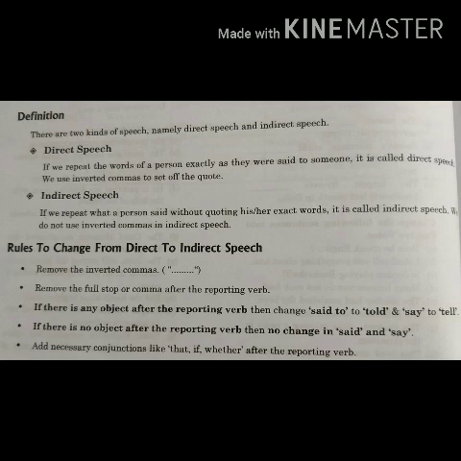Rules to change from direct to indirect speech. First rule, remove the inverted commas. Second one, remove the full stop or comma after the reporting verb. Next one, if there is any object after that reporting verb, then said becomes told and say becomes tell.